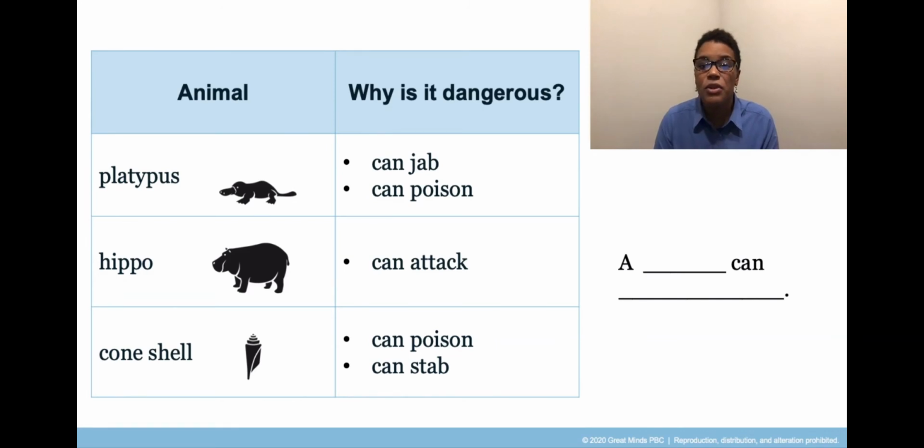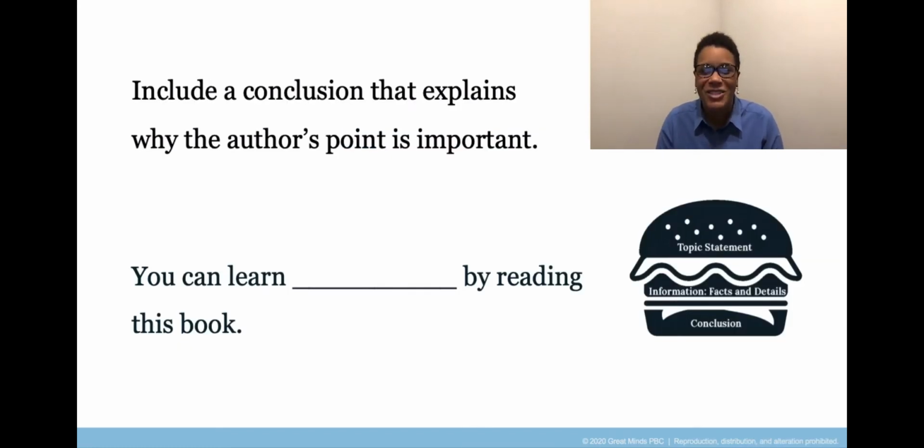Here's a sentence frame you can use when writing your reasons. A blank can blank. I'll say it one more time. A blank can blank. So, for example, if I were writing about kangaroos and how kangaroos can be dangerous, I would say a kangaroo can kick. Now it's your turn. Use the chart to practice saying some reasons how animals are dangerous. Did you practice? I'm sure you did.